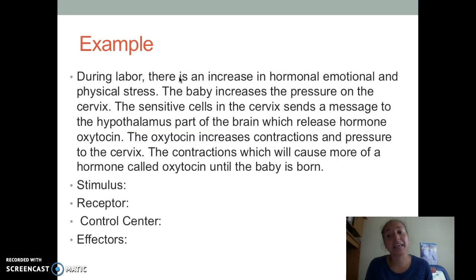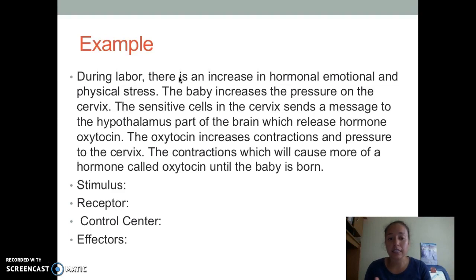Another example is labor. So during labor, you have an increase in hormonal and emotional and physical stress. So what you're going to do is you're going to read this example and you're going to tell me the stimulus, receptor, control center, effector, and also throw in there the type of feedback mechanism. It's underneath positive, but I'll go over the answer in a minute.